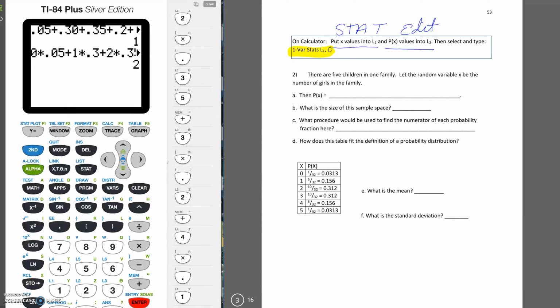So let's work through this example. So it says there are 5 children in one family. Let the random variable x be the number of girls in the family. So you could have 0 girls, 1 girl, 2 girls, 3 girls, 4 girls, or 5 girls. So p of x is the probability of having that many girls.